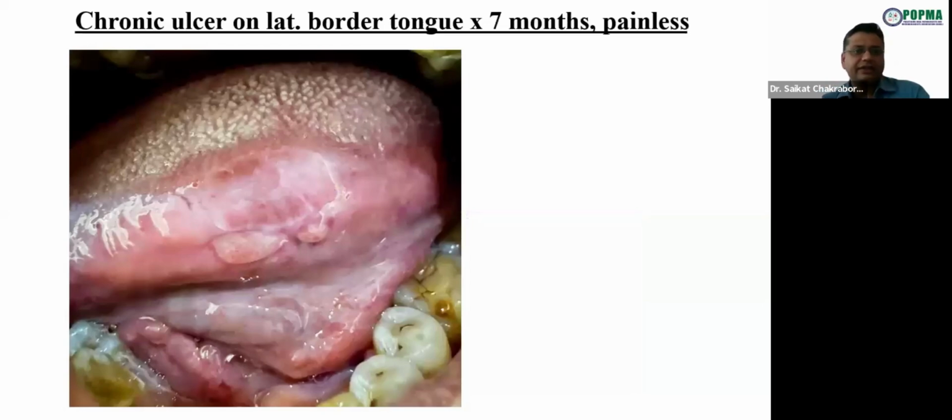This was a very interesting case. Chronic ulcer on the lateral border of the tongue for 7 months, painless.